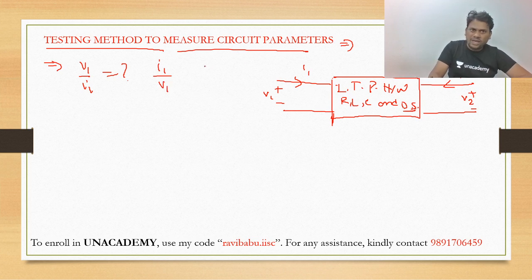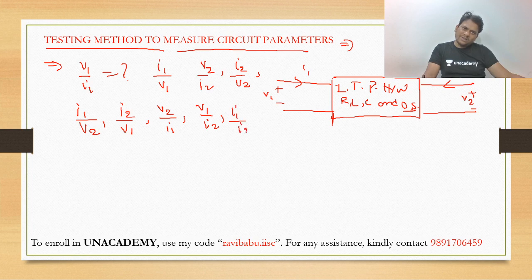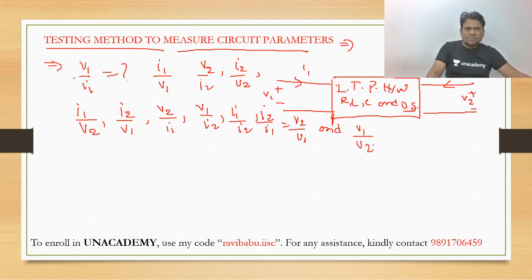Similarly, you can determine the V2 by I2 ratio, and the I2 by V2 ratio. In the same way, I1 by V2 you can determine, I2 by V1 you can determine, V2 by I1, V1 by I2 you can determine. Just continue: I1 by I2, I2 by I1, V2 by V1 and V1 by V2. These components we can determine with the help of this method.